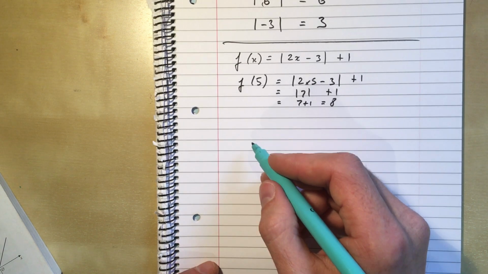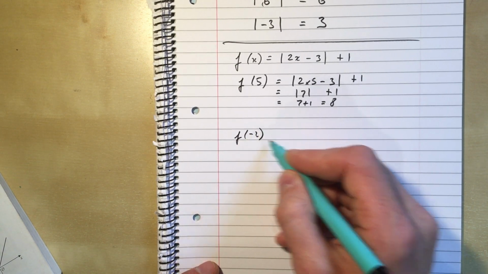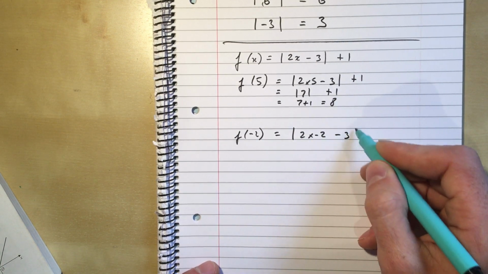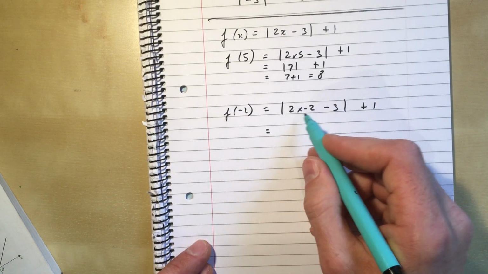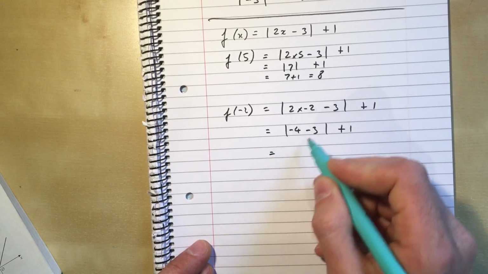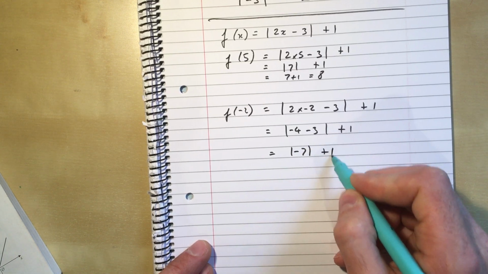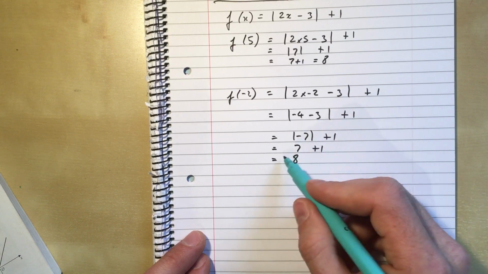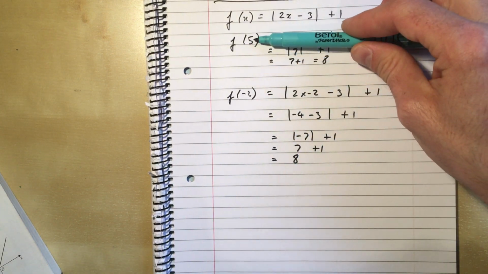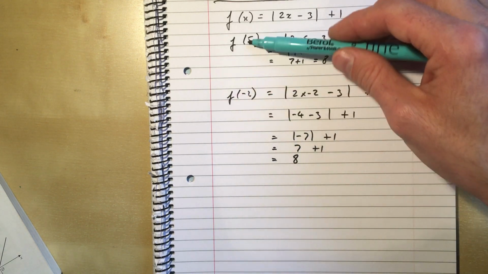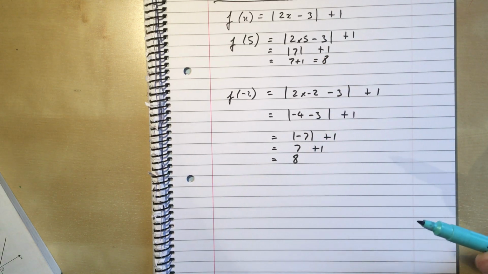What about f of -2? Well, that is mod of 2 times -2 minus 3. So 2 times -2 is -4, -3, so that is mod of -7 plus 1. Well, that is 7 plus 1, so that's also 8. So it turns out that f of 5 and f of -2 are the same thing. That's not too much of a surprise. We can have functions that have 2 inputs with the same output, not a problem. Okay.